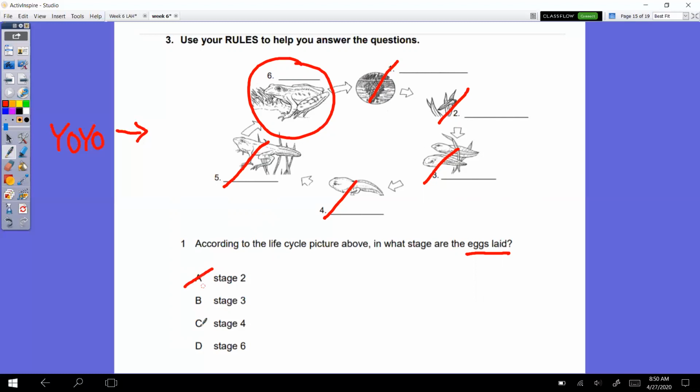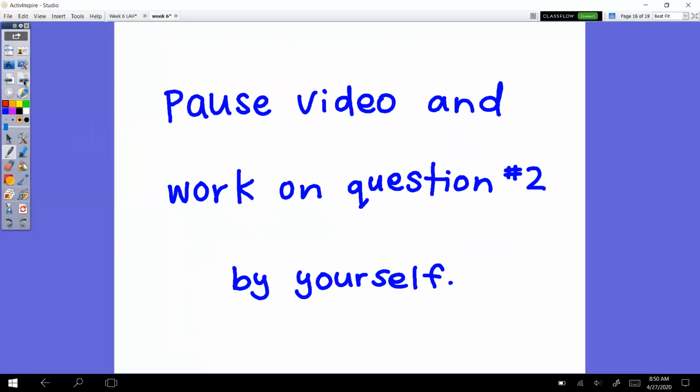So it can't be stage 2 or 3 or 4, it must be 6. Let's make sure A, B, and C we marked out. So D is going to be our answer, the adult stage. Look at the next question. Go ahead, pause this video, and work on question number 2 by yourself. Once you have your answer, come back to the video and let's get started again.